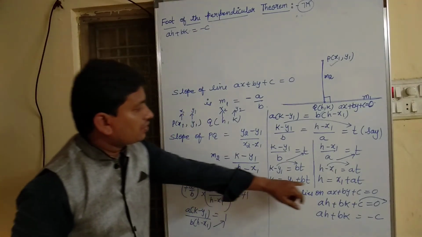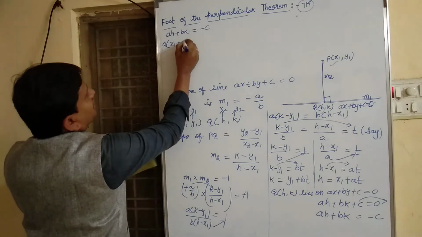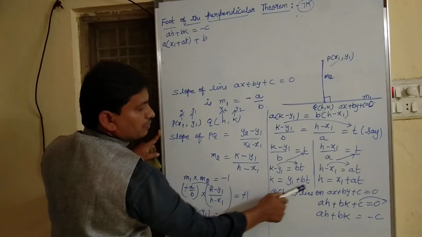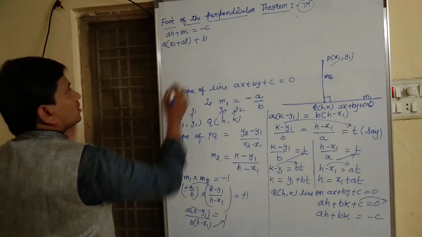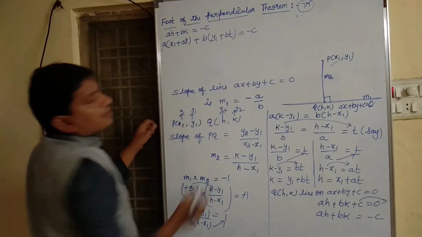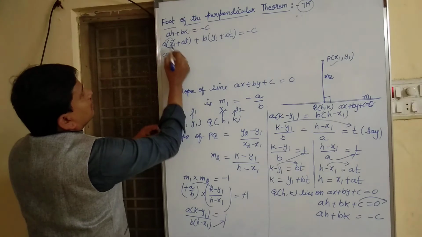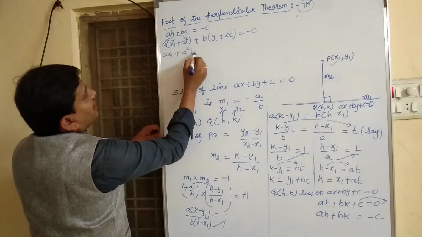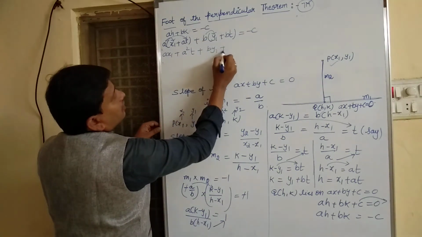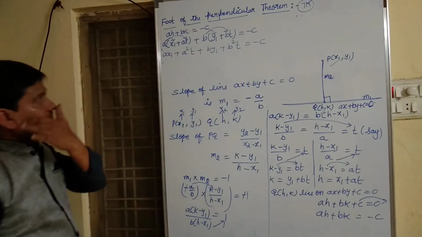Now in place of h, you substitute x1 plus at, a into (x1 plus at), plus b into, in place of k, you substitute y1 plus bt, (y1 plus bt) is equal to minus c. So a into x1, ax1, plus a into at, a square t, b into y1, by1, plus b into bt, b square t equal to minus c, children.